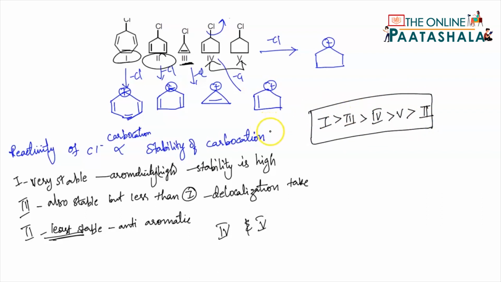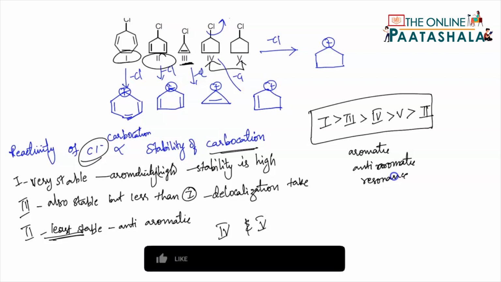Here the concept we are mainly looking at is reactivity of chloride and carbocation stability. We have to check whether it is aromatic, anti-aromatic, and which is going under resonance. These three points you have to remember whenever you solve such types of questions. Okay, thank you.